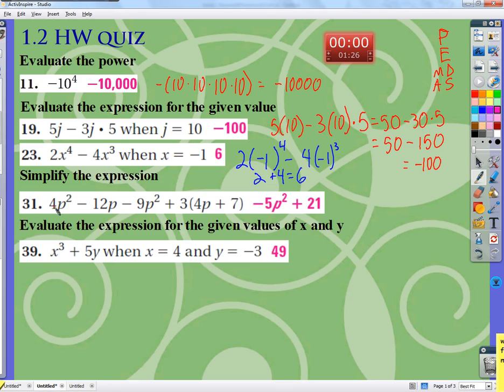Simplify means I might want to put this with this, putting together like terms. Sure, let's combine. Combine like terms.